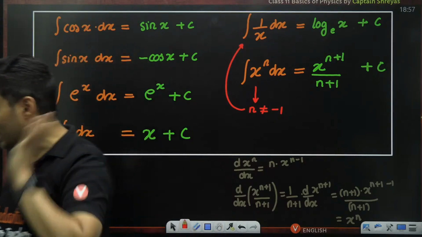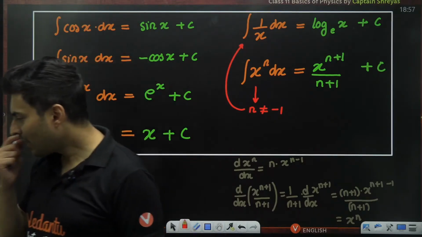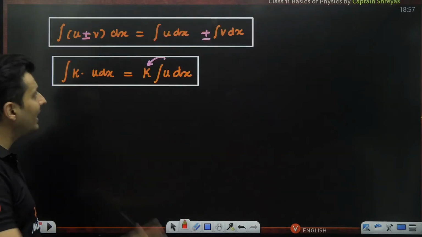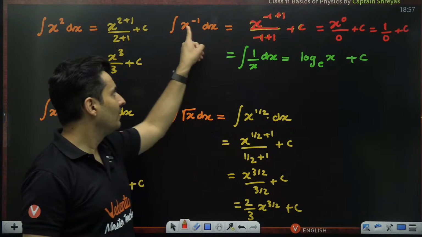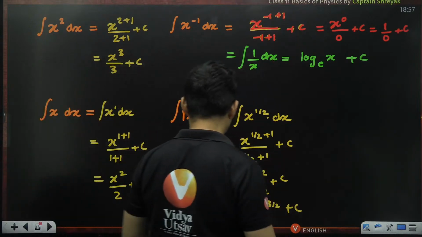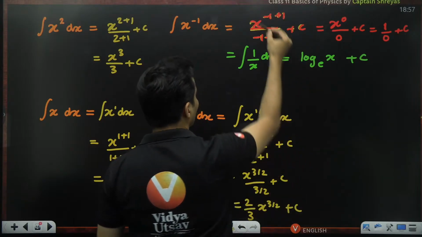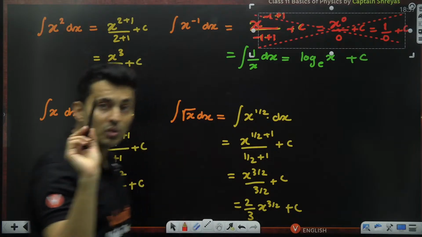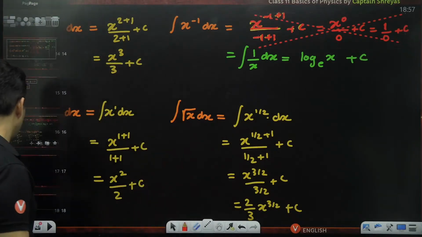Okay? Is that clear, everyone? Understood? So only for negative 1, do not use this formula. When it is negative 1, use 1 by x. So whatever I have done over here is not correct, so never ever do it. I deliberately did it so that you see your mistake.